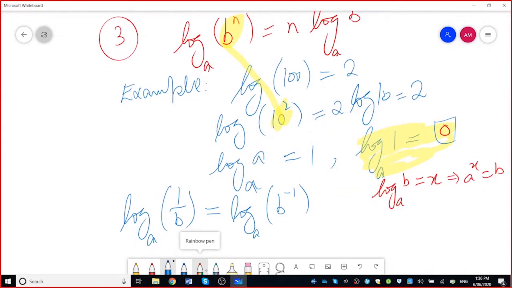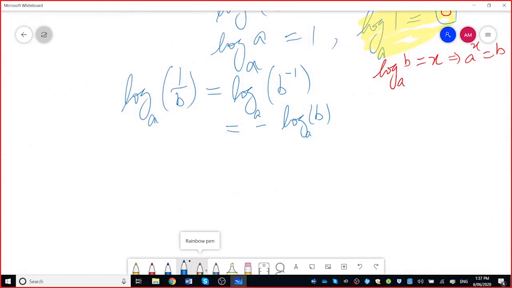Does it make sense to you? Okay. Once it is like this, can you tell me what this would be from the third formula? It would be minus log of b to the base a. We normally say the base afterwards.